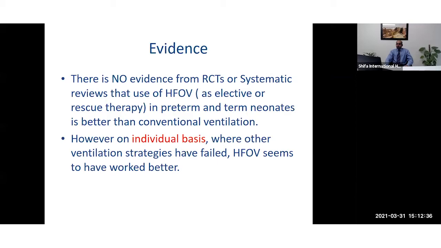If we think about the evidence, as we speak, there is still no evidence from randomized controlled trials or systematic reviews that the use of high frequency ventilation in both preterm and term babies, both as elective or as rescue therapy, is better than conventional ventilation. However, we know from experience that whenever we have used high frequency on individual patients who have been very sick on conventional ventilation, the high frequency seems to have worked better.